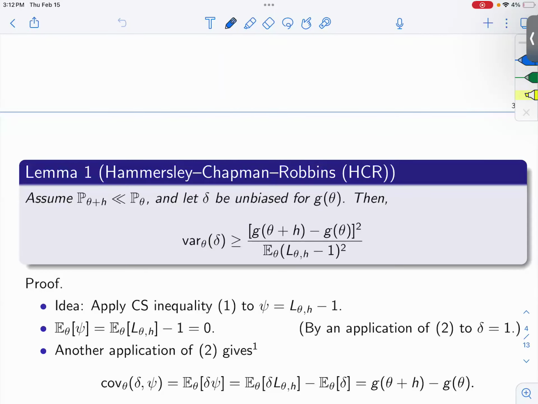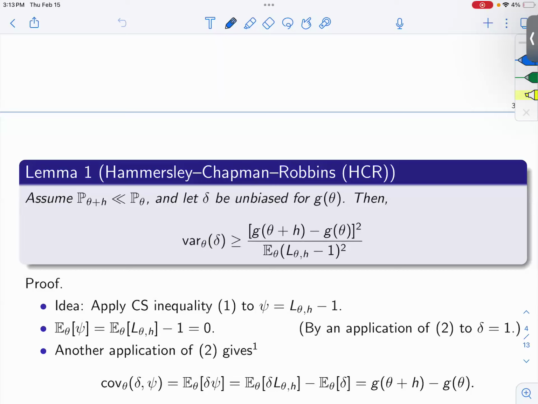So I take a parameter theta, and another parameter, theta plus h. Theta is in R^d, so addition is meaningful. So these are different parameters, and I get different distributions in the family. And if this is absolutely continuous with respect to theta, and delta is unbiased for g of theta, then I have this lower bound. The top is the difference of g at those parameters.